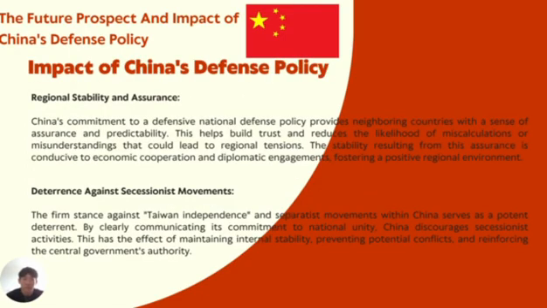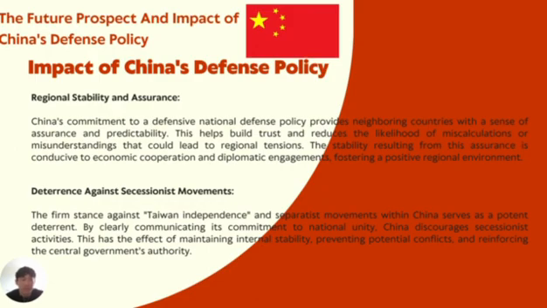And next I want to talk about the impact of China's defense policy. First is regional stability and assurance. China's commitment to defensive national defense policy provides neighboring countries with a sense of assurance and predictability. This helps build trust and reduce the likelihood of miscalculation or misunderstandings that could lead to regional tensions. The stability resulting from this assurance is conducive to economic cooperation and diplomatic engagements, fostering a positive regional environment.